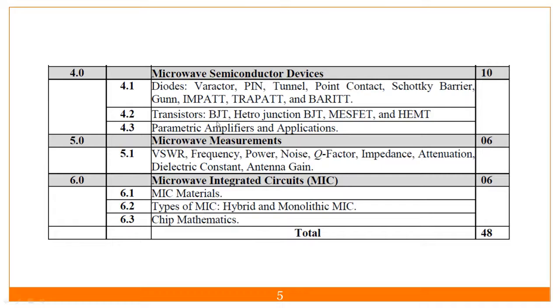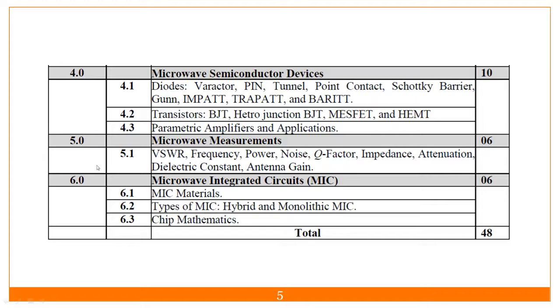Again, the fifth module is microwave measurement. We have to find out the VSWR, frequency, power, noise, Q factor, impedance, attenuation, dielectric constant, and antenna gain. These are the problematic concepts. We will see in detail what is meant by VSWR, then how to find the frequency, power, noise, Q factor, impedance, attenuation, dielectric constant, etc.